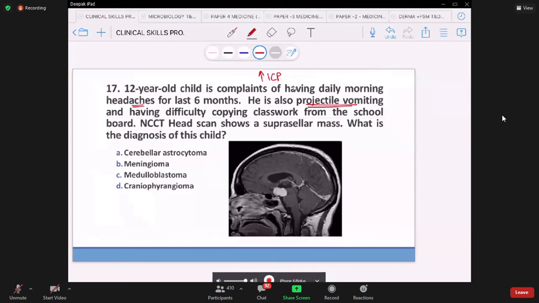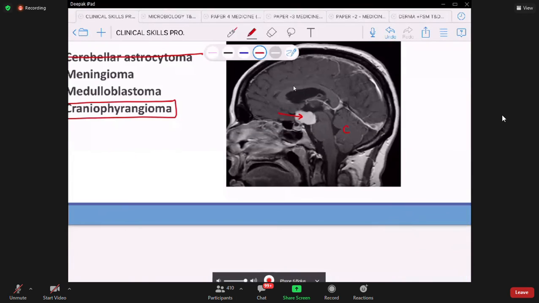The child is having difficulty in copying classwork from the school board. Head scan shows a suprasellar mass. You can see the suprasellar mass here in the area of the pituitary. So you can make the diagnosis very straightforwardly. This is going to be a craniopharyngioma. Why is it not option A, cerebellar astrocytoma? If I zoom in on the image, the cerebellum is here, posteriorly. So this is not a tumor of the cerebellum.